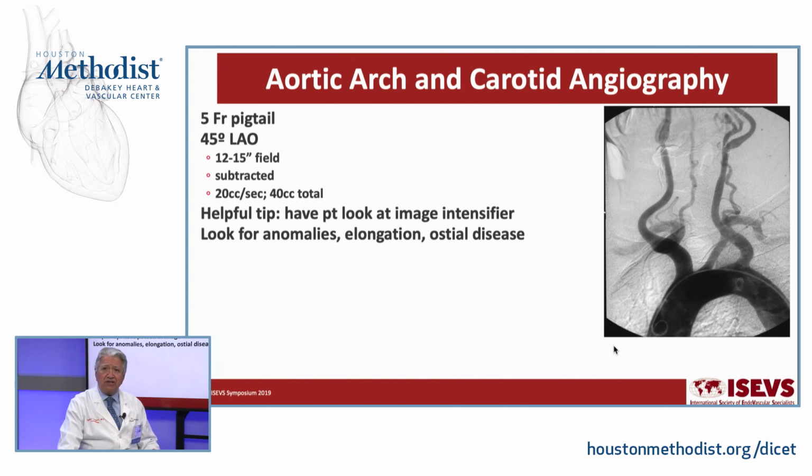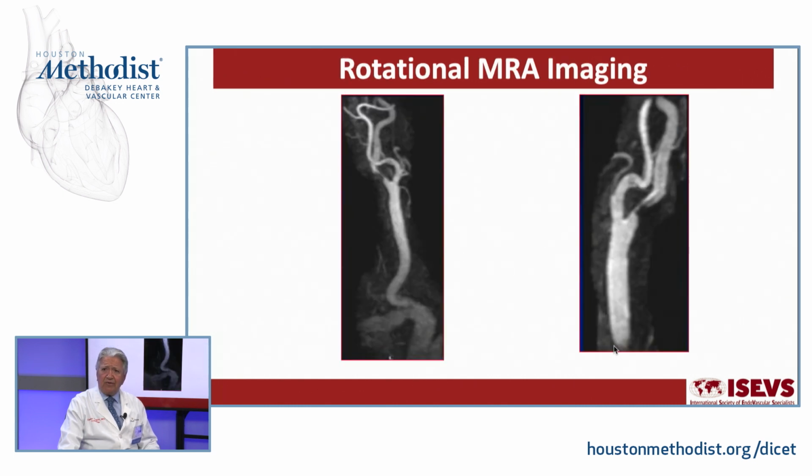Typically, the arch angiogram is obtained with a 5 French pigtail catheter in an angled 45-degree LAO view, and typically we will give about 20 cc's of contrast per second, of a total of 40 cc's, which will clearly define the origin of the cerebrovascular anatomy.